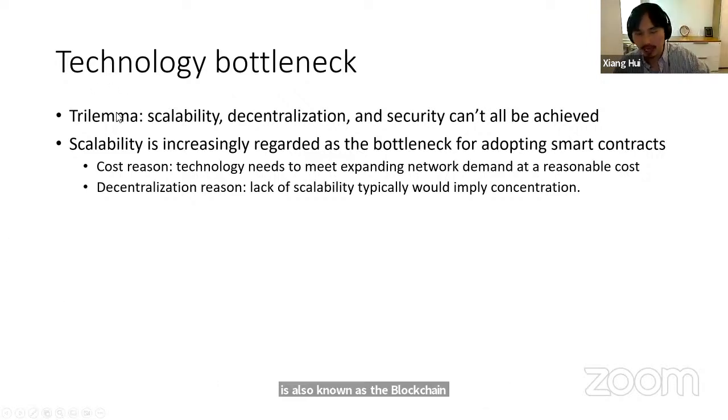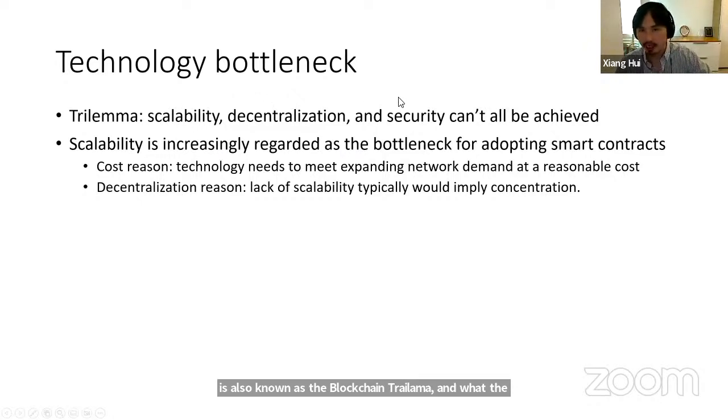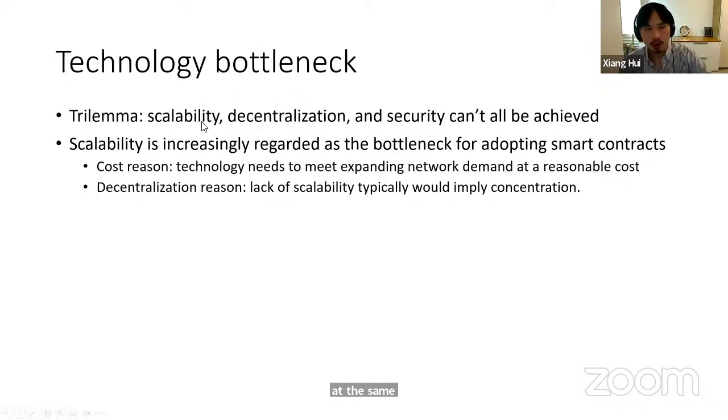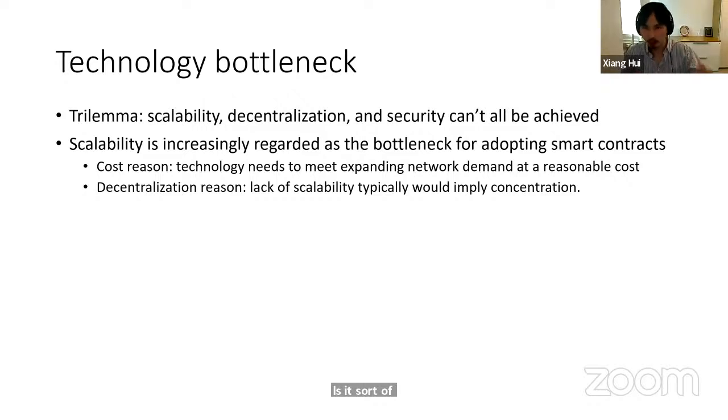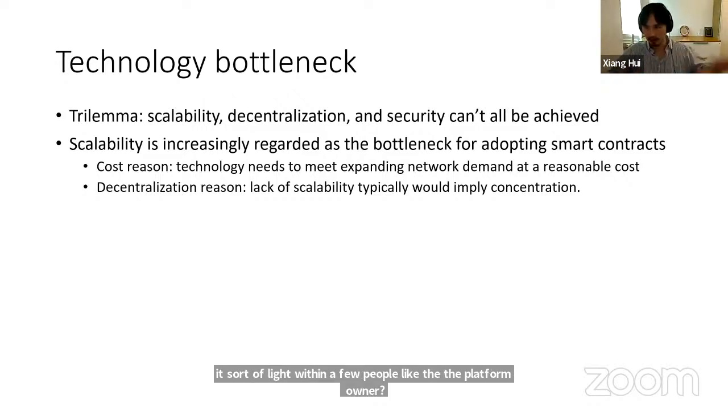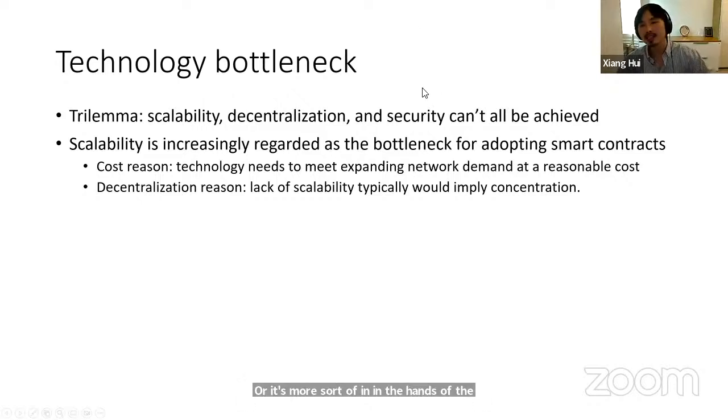What the trilemma is saying is that you cannot achieve scalability, decentralization, and security of the system at the same time. So what do these terms mean? Well, scalability basically means how costly it is to use the system. Decentralization refers to where the control of the system lies. Is it within a few people, like the platform owner, or more in the hands of the people? And lastly, security just means the security or safety of the system.